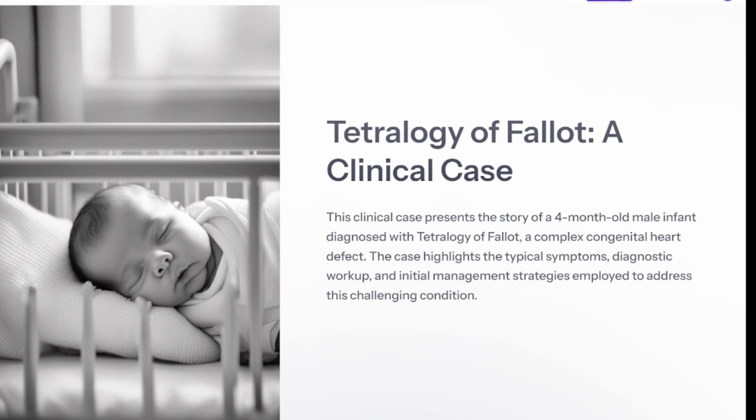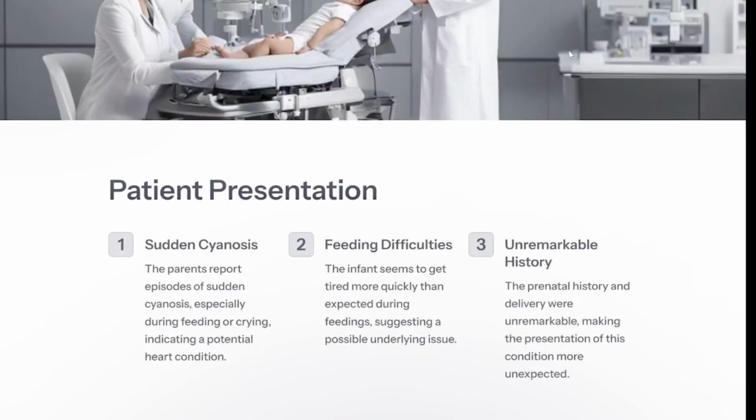Clinical case, Tetralogy of Fallot. Patient information: age 4 months old, gender male, medical history unremarkable, prenatal history normal, full-term delivery. Presenting complaint: the parents report episodes of sudden cyanosis, especially during feeding or crying. They also mention that the infant seems to get tired more quickly than expected during feedings.